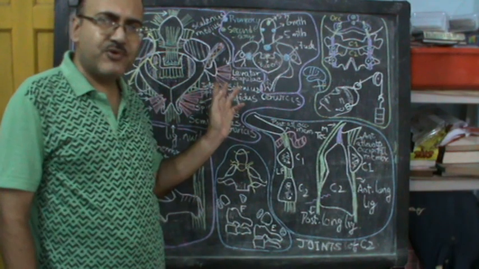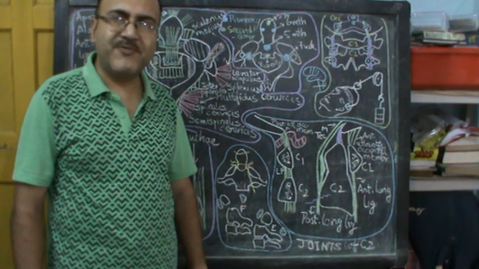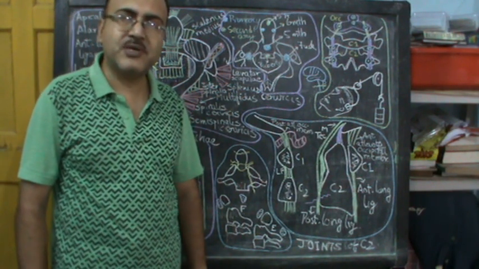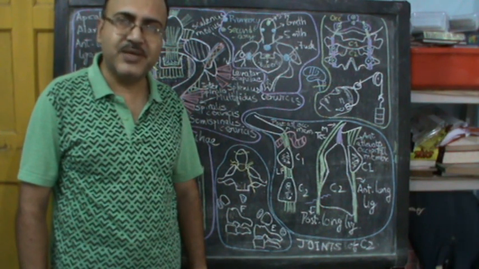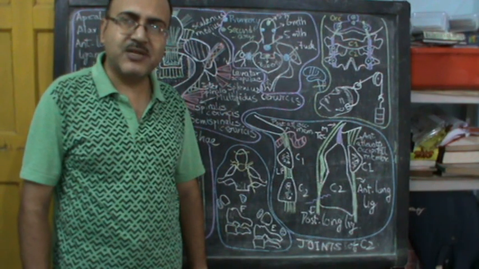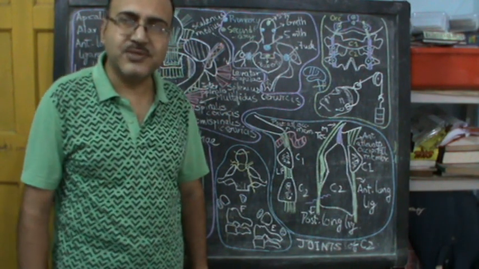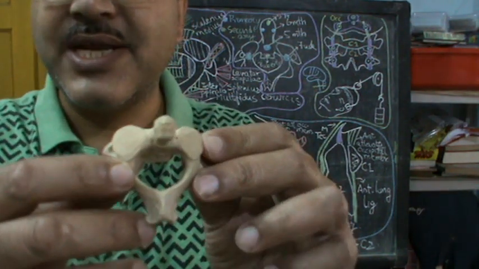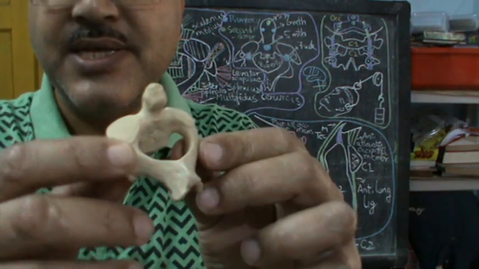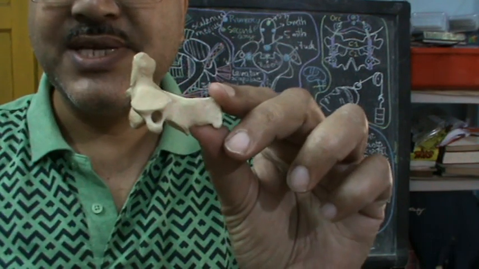Now behind me on the board you can see a number of pictures that I have drawn. Right now they appear to be a jumble of lines, but I suppose they'll make sense by and by. So first let us look at the bone itself at close quarters. So this is the axis, or the second cervical vertebra. As you can see, it's different from the rest.